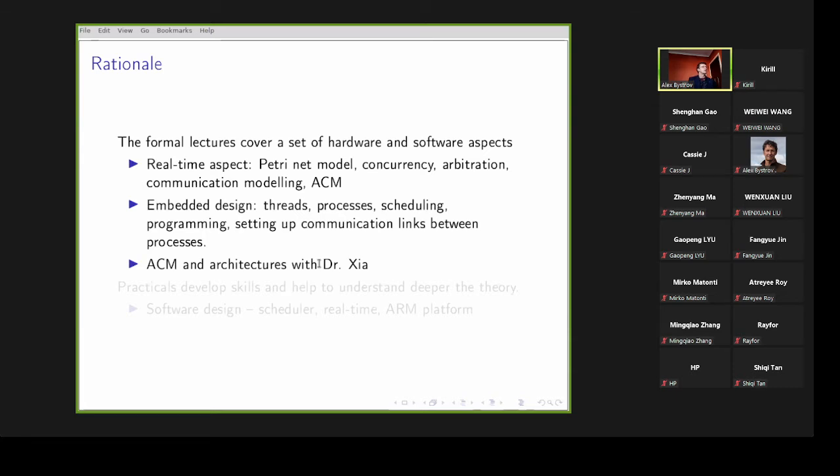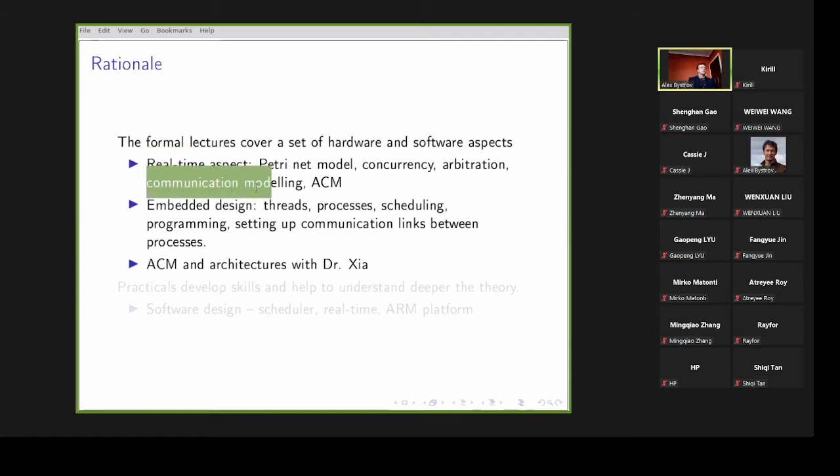Right. The idea, the rationale, is that in the formal lectures we cover a set of hardware and software aspects. They're both theory at a high level, which are concepts, and they design solutions for that, such as details of software implementation. So what we'll cover will be the real-time aspect, Petri net models, concurrency concepts, and arbitration. It is a solution for some particular things within a concurrency concept.